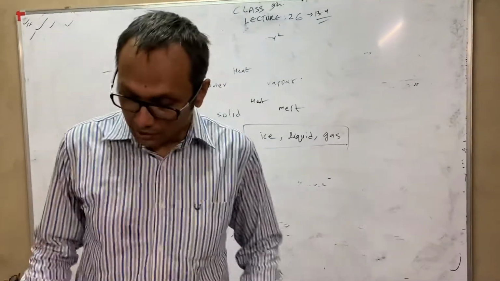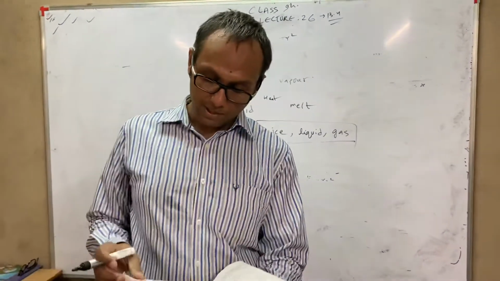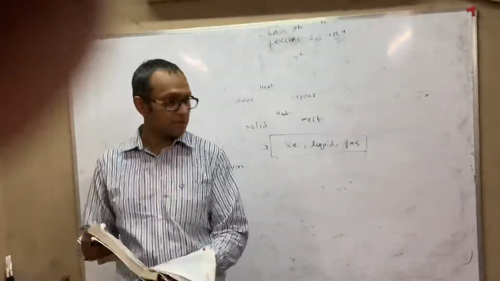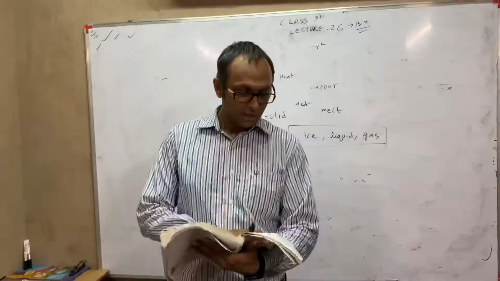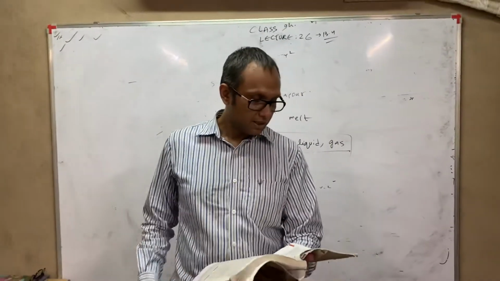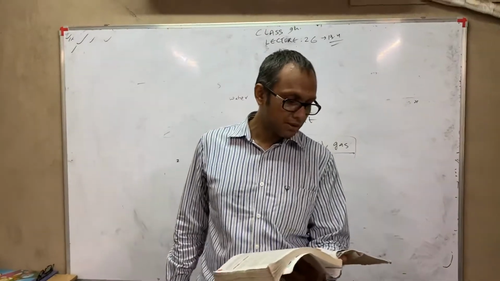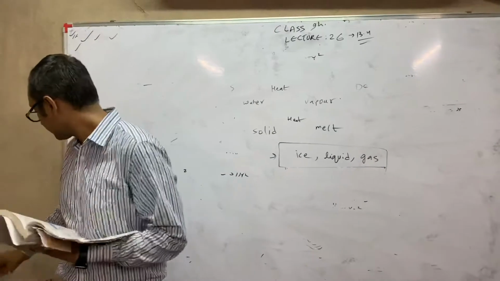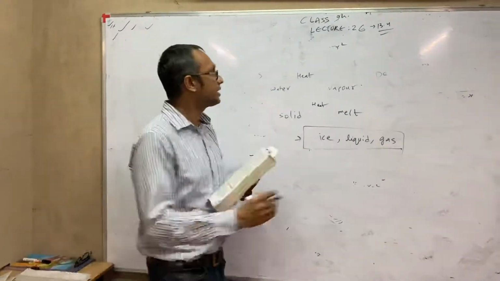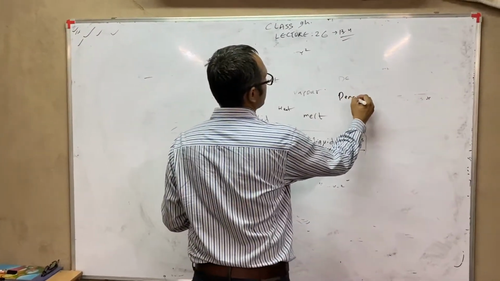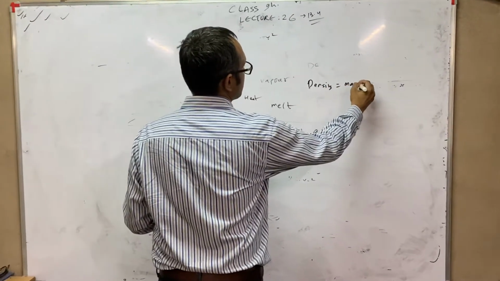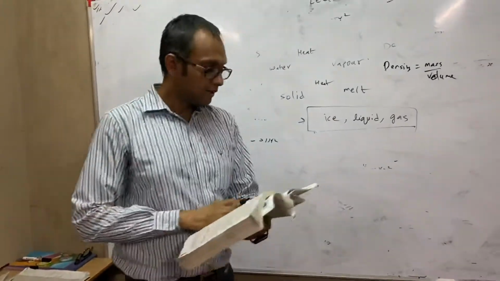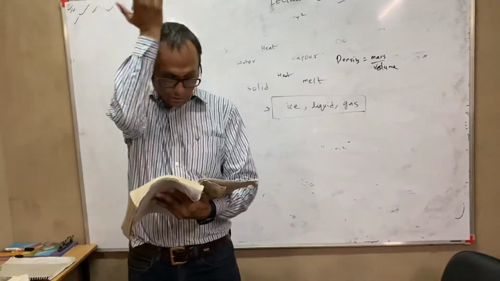Now, on page number 6 of the textbook, there are 4 questions which I just want to discuss a little bit. The first question is, the mass per unit volume of a substance is called density. Now, first of all, the density formula, which we will be using later on in the chapter: density is mass upon volume. Okay, this is the formula of density. The mass per unit volume of a substance is called density.